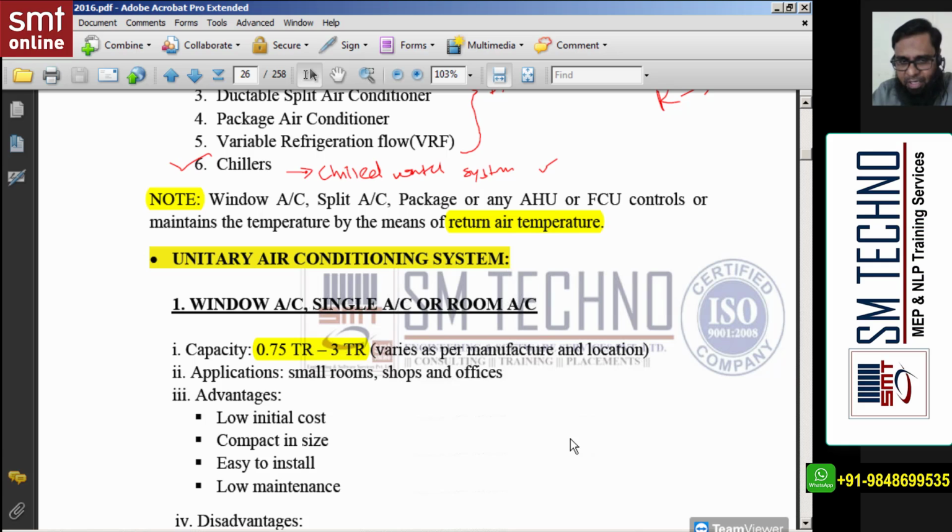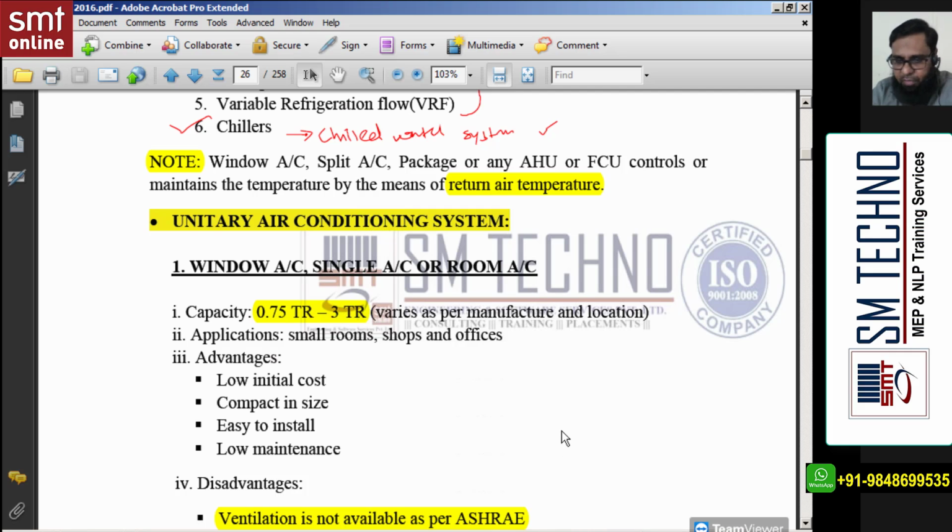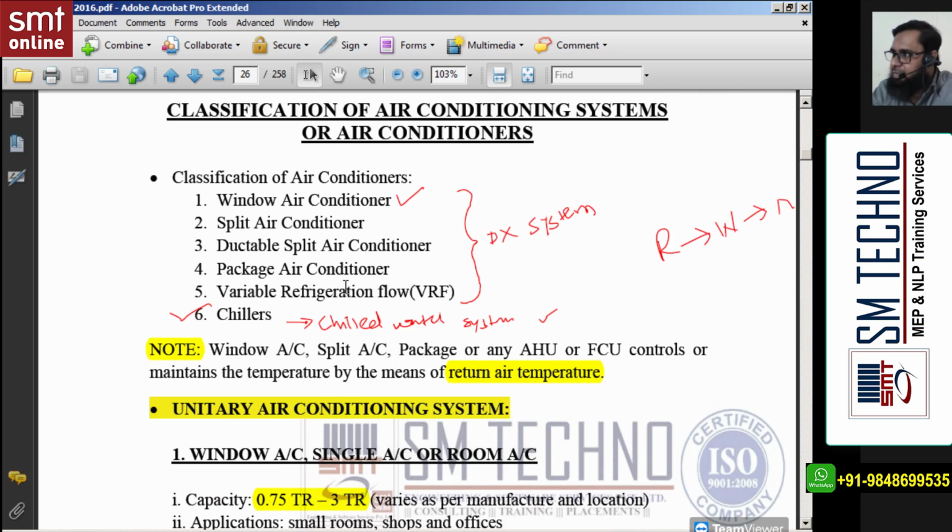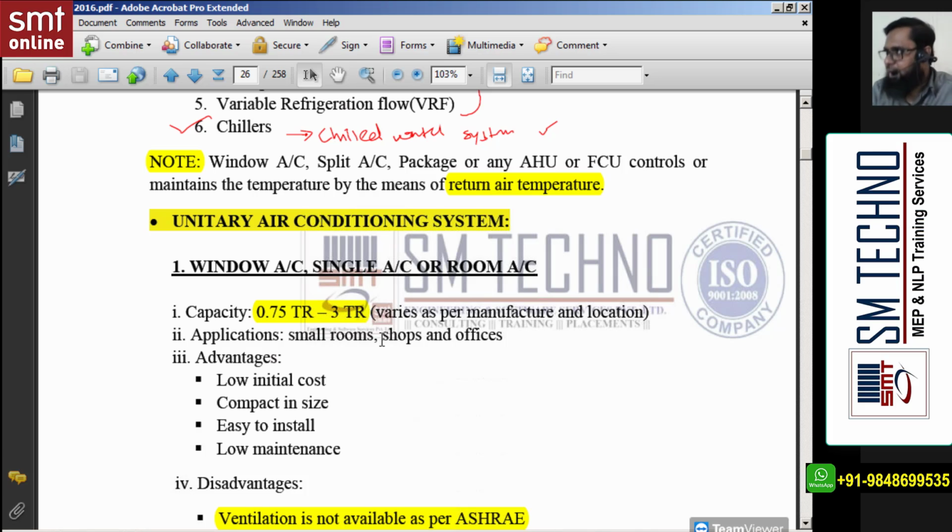Let me start first with the window. Before starting any of this, I'll play one small video clip. First of all, I'll show you the different components. Under different components, we'll deal with the system. Let me play a video, because in the vapor compression cycle, we'll learn the concept of how we are getting the cooling effect. And the same cycle you'll find in all the systems. With the video, I'll show you the components, how they are assembled and how they connect.